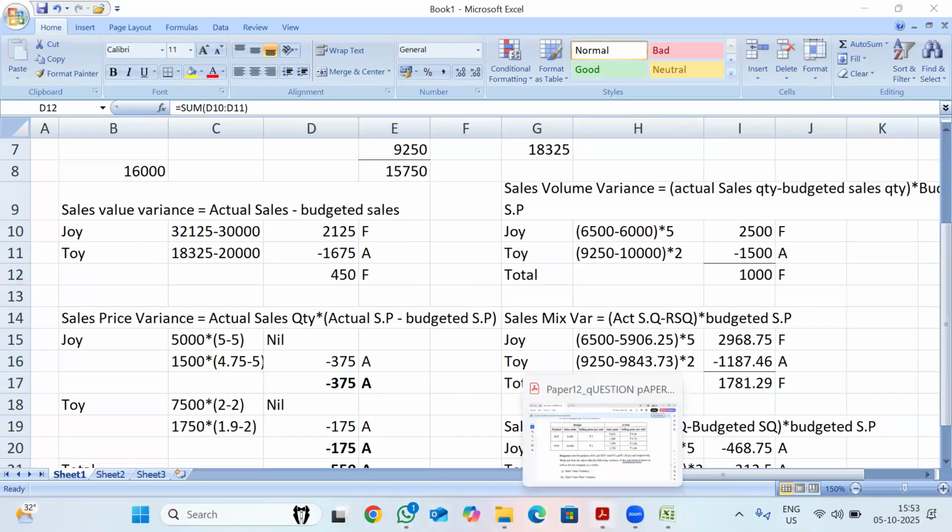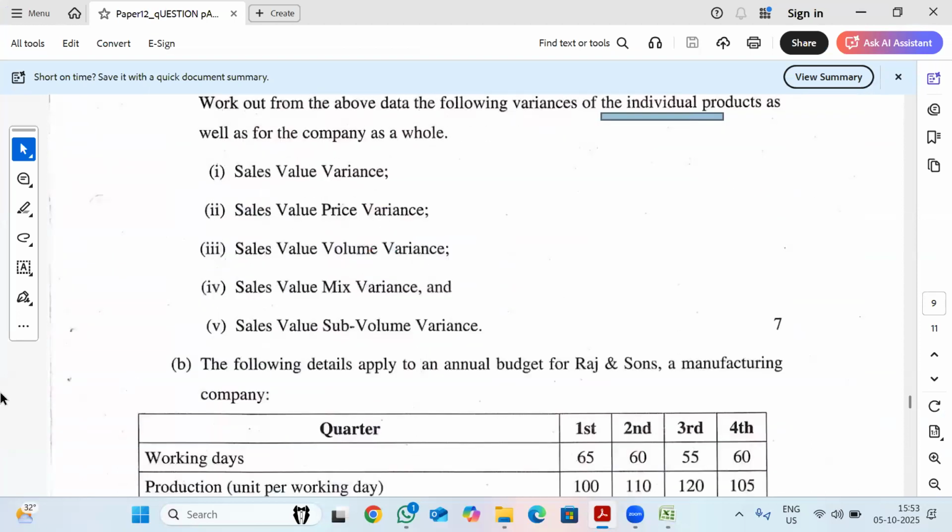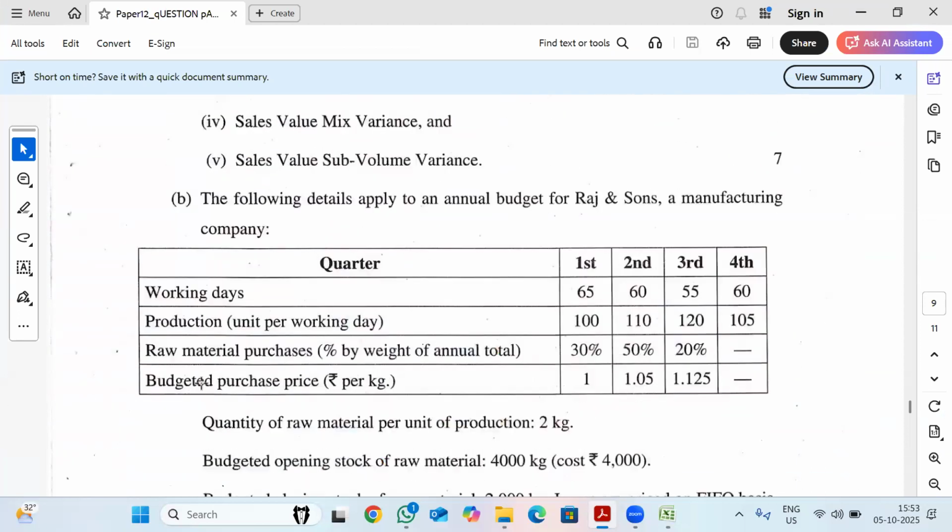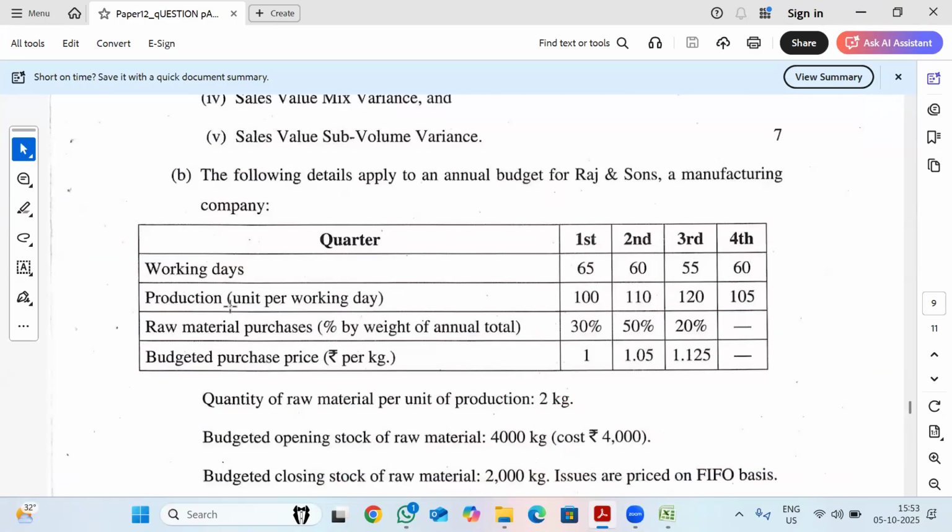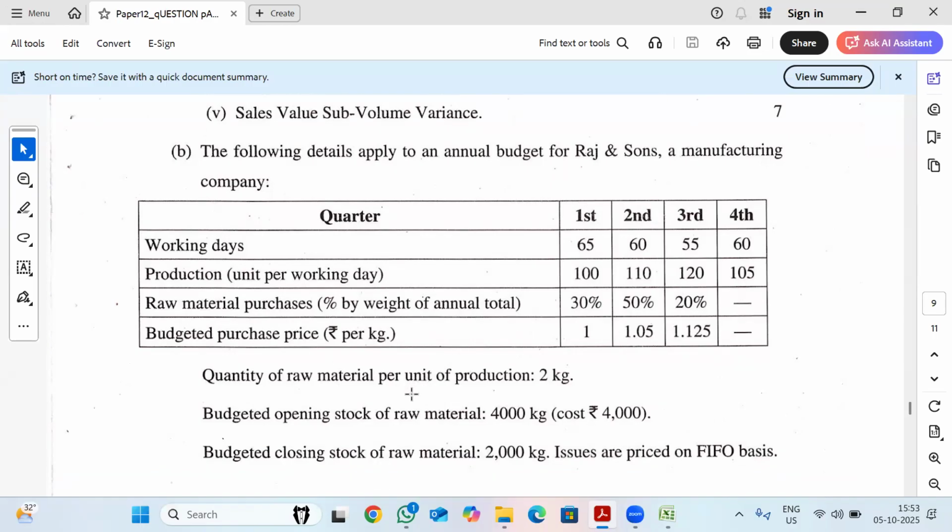Let's move on to question number 6B. The following details applied to an annual budget for Raj and Sons, a manufacturing company. Working days, we have 65, 60, 55, and 60. Production, raw material purchase, budgeted purchase. Quantity of raw material per unit of production, 2 kg. So for 1 unit, we require 2 kgs of raw material. Budgeted opening stock of raw material, 4,000 kgs, cost 4,000. Budgeted closing stock of raw material, 2,000 kgs. Issued or priced on FIFO basis.